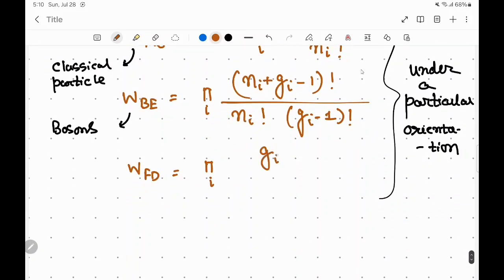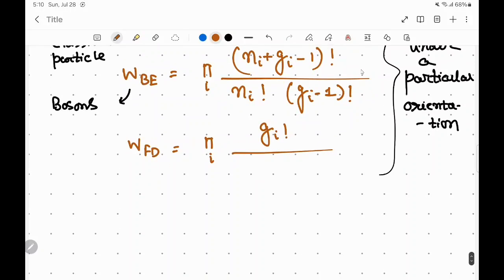Is gi factorial divided by n factorial gi minus n factorial. These are the formulas.